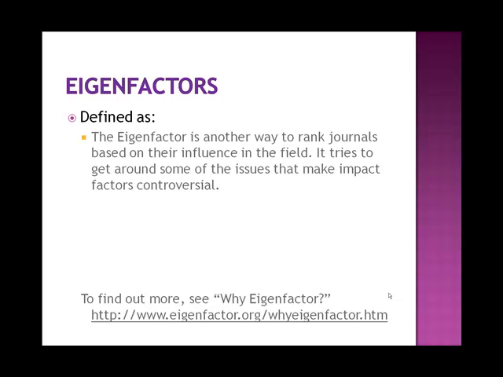Not all journals have impact factors. In fact, only journals that are recorded by ISI will have an impact factor. So if you can't find an impact factor, you might want to look and see if it has an eigenfactor. Another difference is that while your impact factor looks at citations from the last 2 years, eigenfactors look at citations from the last 5 years, so they're looking at a wider pool of data.